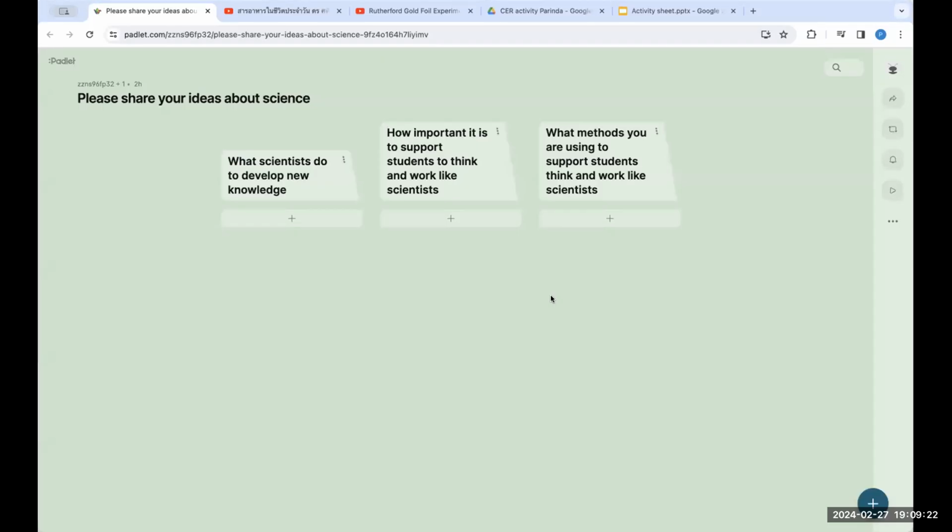Okay. Is everybody going to the Padlet, okay? Thank you, Ajahn Purin, for repeating the link. The Padlet link is on the first one. You can see the https://padlet.com. You can click that link and answer this question.